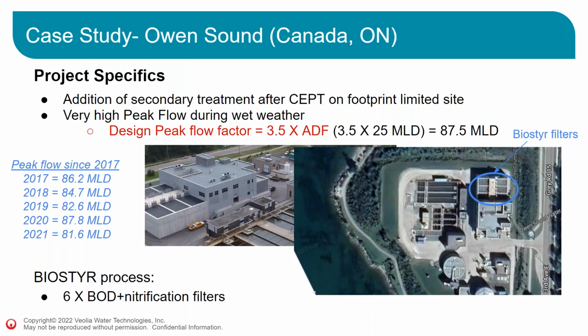And then there's Owen Sound in Canada. This one is mainly to show you the importance of, well, this is a diluted application and there's a big peak flow factor in this one. It was designed for a peak flow of 3.5, the average design flow, which is about 87 million liter per day. And what we wanted to show you right here is, well, sometimes you design peak flow, but you don't really know what's the real performances of the filter over time. In this particular case, if you look at the left side, since 2017, the peak flow was achieved and even exceeded through the plant. And there was no issue with the operation of the plant, no bypass, and all was working very well with the Biostyrs in Owen Sound, even if we went to the peak flow.